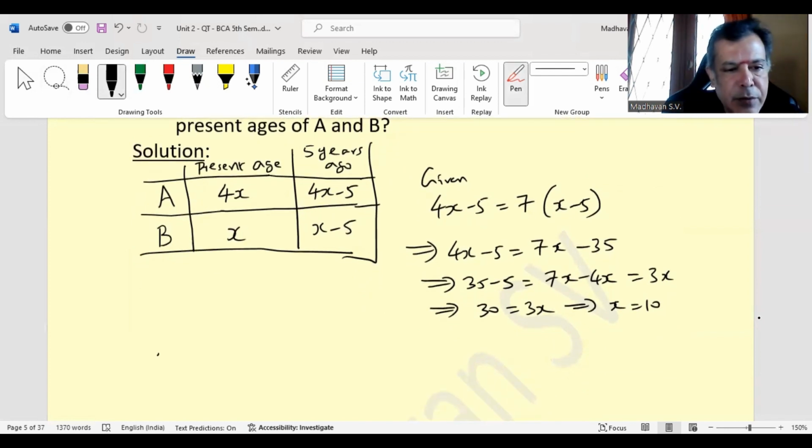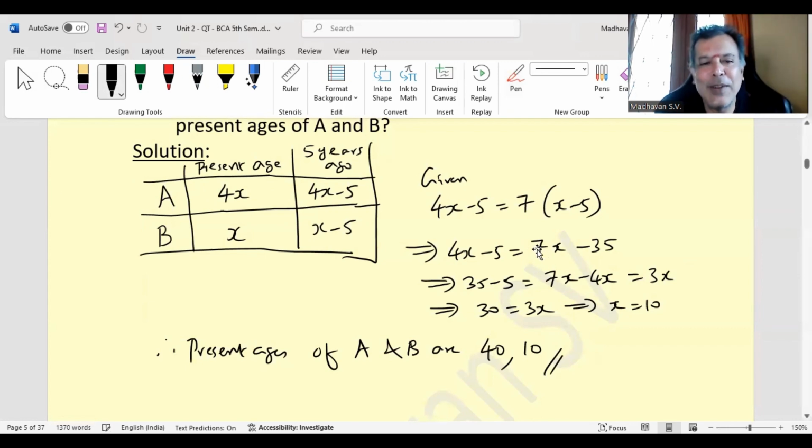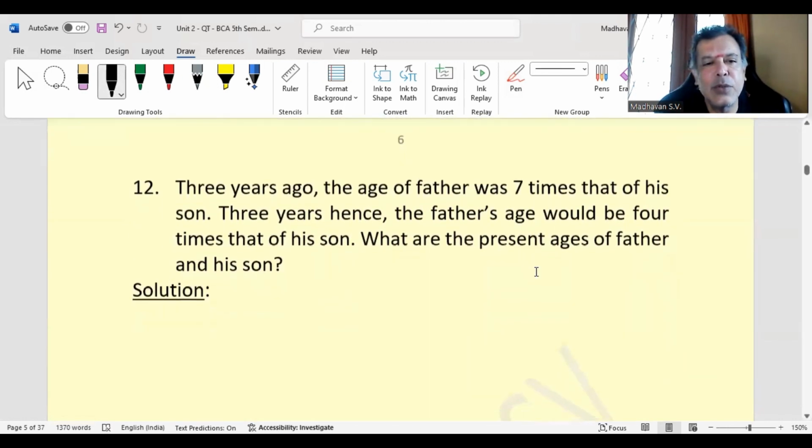So I can say, therefore, present ages of A and B are 4 times x, so 40, and then x, which is 10. So that will be the solution for this particular problem. Let us move on to the next, the 12th question.